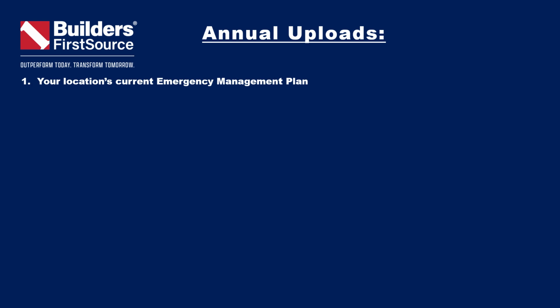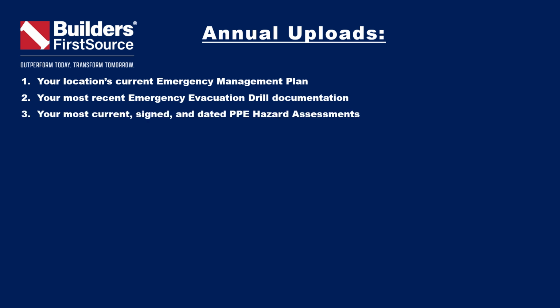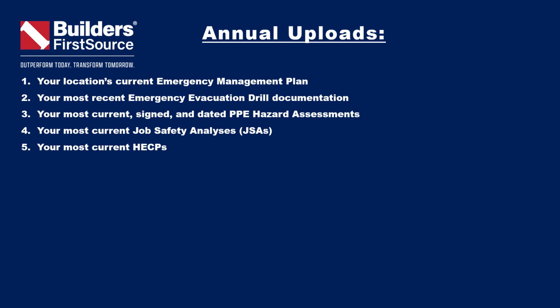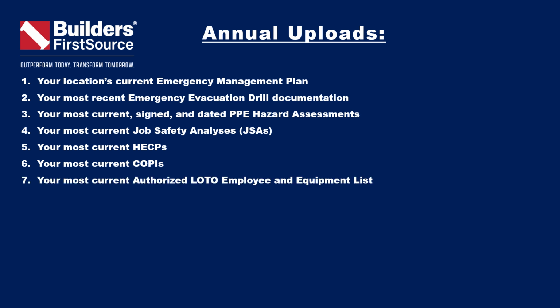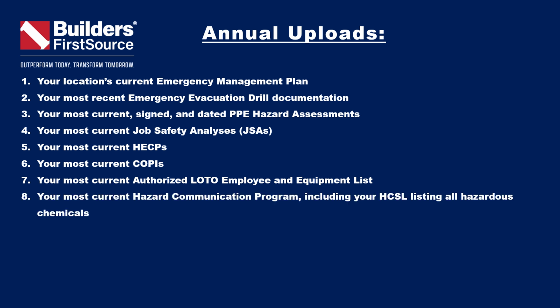Annual uploads include your location's current emergency management plan, your most recent emergency evacuation drill documentation, your most current signed and dated PPE hazard assessments, your most current job safety analyses or JSAs, your most current HECPs or hazardous energy control procedure forms, your most current COPIs or certificates of periodic inspection, your most current authorized lockout tagout employee and equipment lists, and your most current hazard communication program, including your HCSL or hazardous chemical substance list, listing all hazardous chemicals at your location.